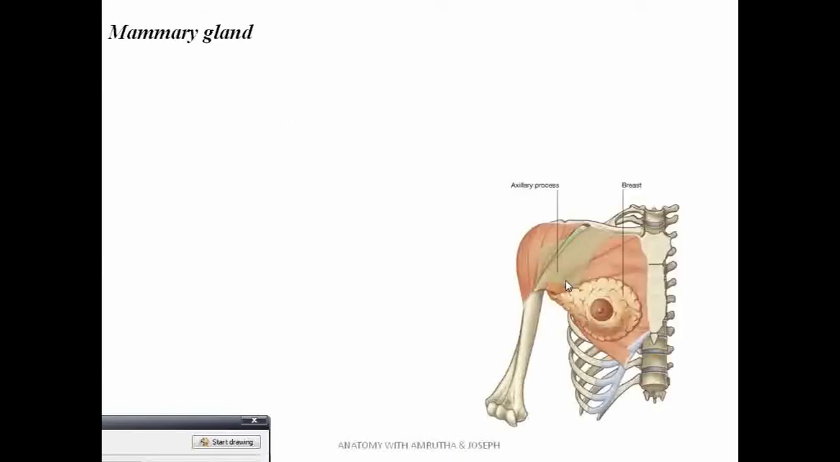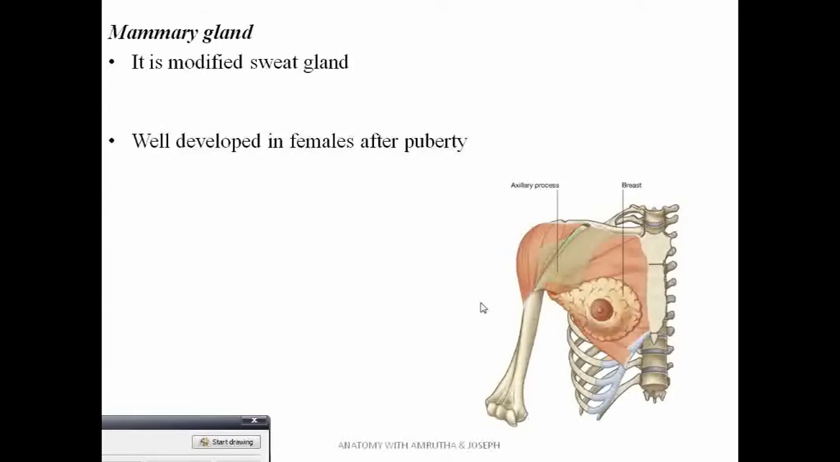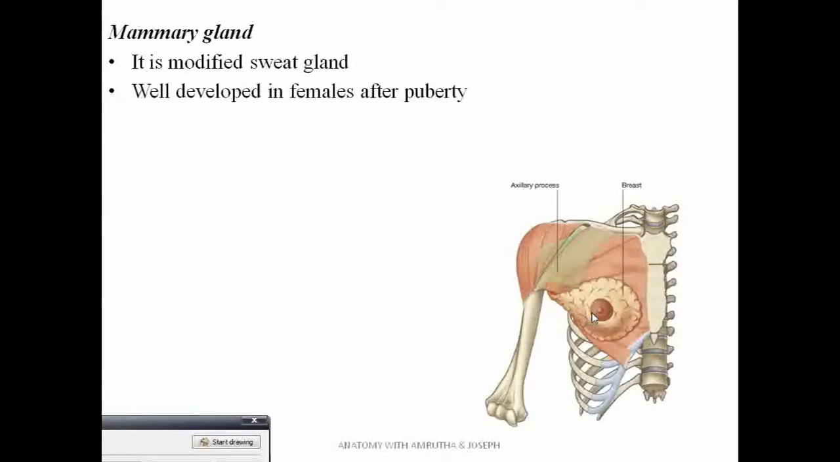So mammary gland, it's a modified sweat gland. So sweat gland is modified here to form mammary gland. It's well developed in females after the puberty. So at the age of puberty, the mammary gland develops in females, and it is lying in superficial fascia of pectoral region. Pectoral region is this area or this area. In the superficial fascia, mammary gland is located.